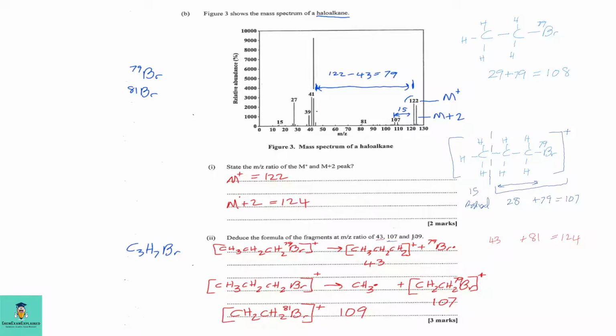And then now for the peak at 109, you realize it is 2 units higher than the 107. So we use the same fragment ion. However, this time we change the isotope from 79 to 81. And so we have CH2, Br, but this time right here would be 81. And we identified 43, 107, and 109.